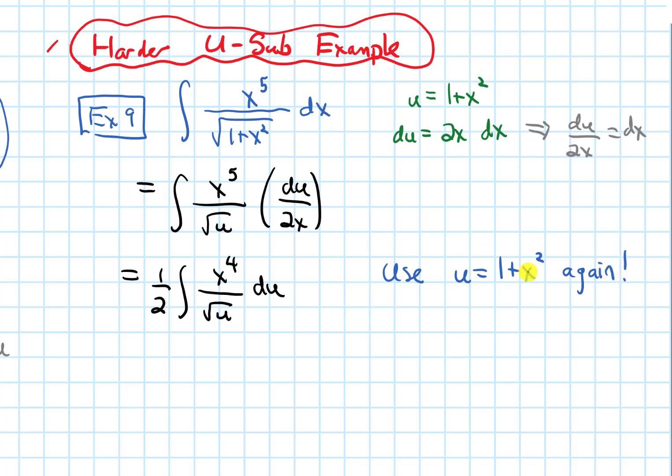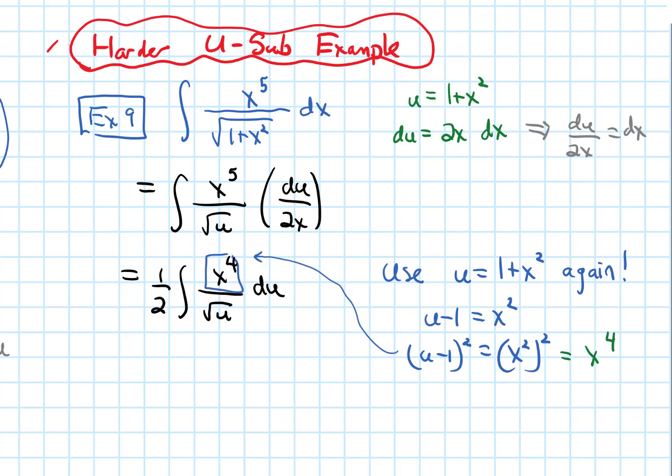Here's how I'm going to do that. Let's isolate the x squared. So we get u minus 1 equals x squared. I'm trying to figure out, what is x to the 4th? Well, let's square both sides. If I square both sides, we get (u minus 1) squared equals (x squared) squared. But this is a power to a power, and when I have that, I multiply the powers, so this is x to the 4th. So now I know that x to the 4th is (u minus 1) squared, and I can plug that in for this x to the 4th. Let's do that in the next step.